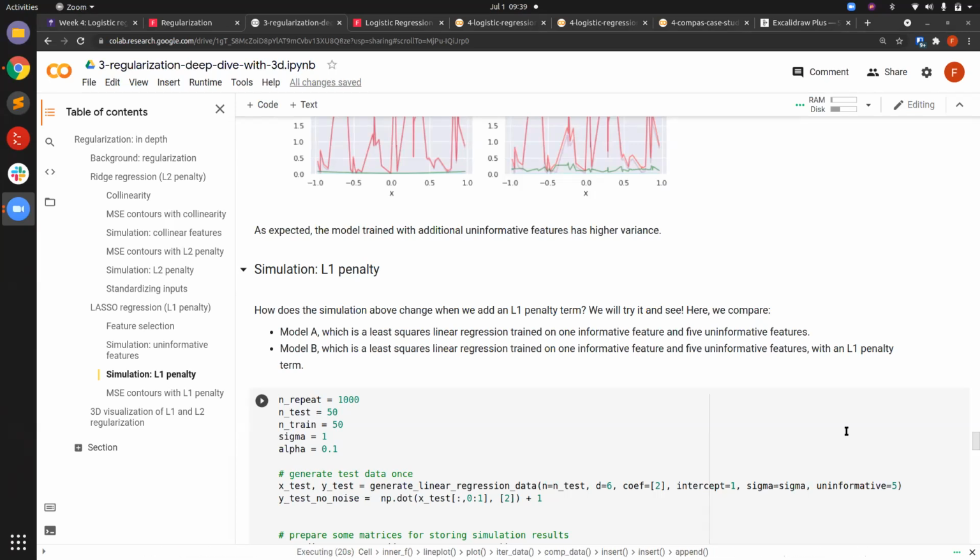So in both cases, we have a model trained on one informative feature and 5 uninformative features. But in the second case, our loss function will include an L1 penalty term. Yes, exactly. Model A this time is what model B was last time.